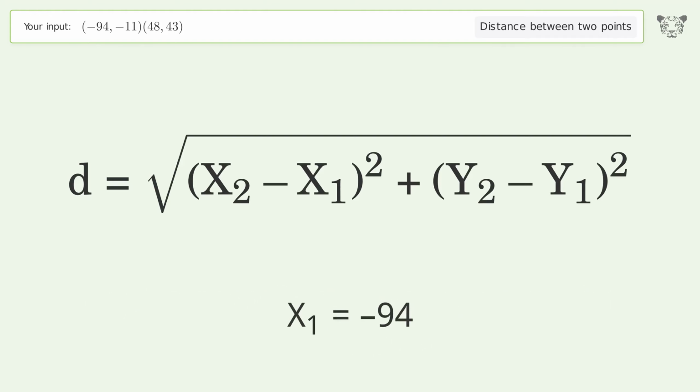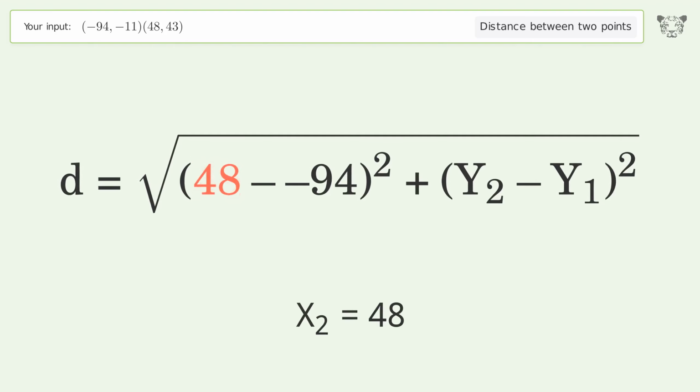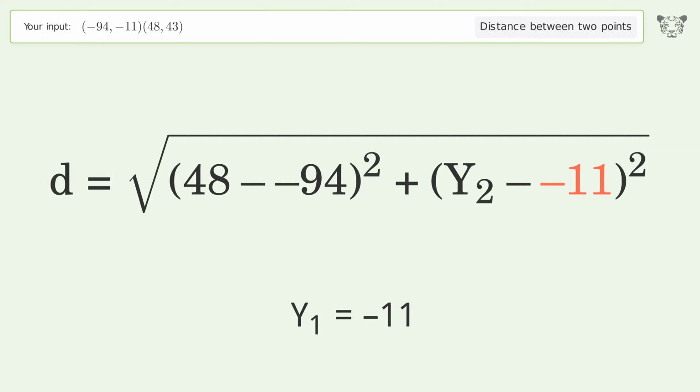x1 equals -94. x2 equals 48. y1 equals -11. y2 equals 43.